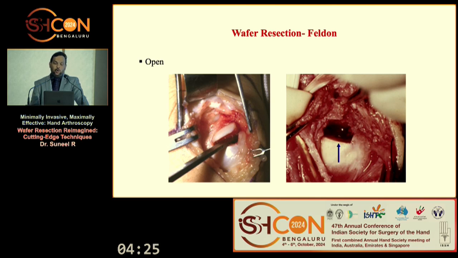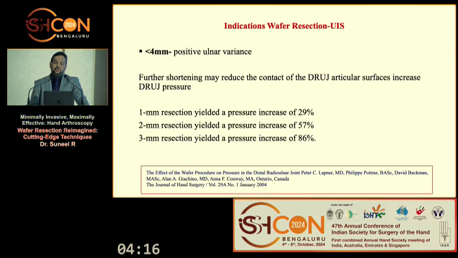This started as an open procedure where the amount of variance is measured and that segment of distal ulna is resected off, preserving the ligaments. So the indication of wafer was limited only to variance difference of less than 4 mm, because this is an arbitrary thing, because with every millimeter resection going on, the contact forces in the distal radial ulnar joint sequentially increase. So the more you resect, the more the contact forces increase, and it ends up with a painful rotatory movement.